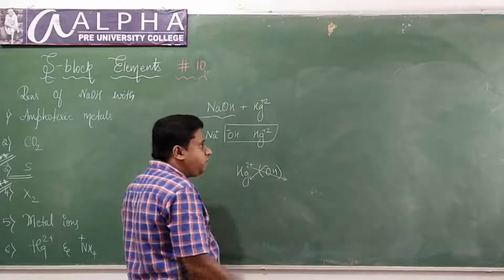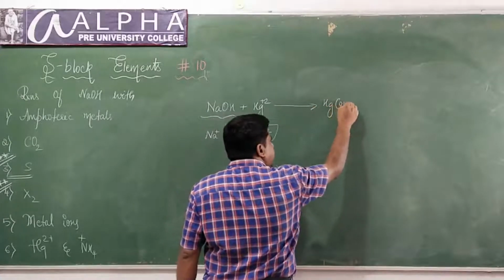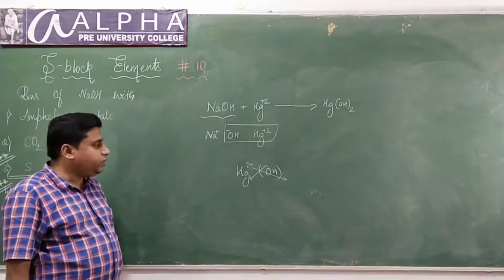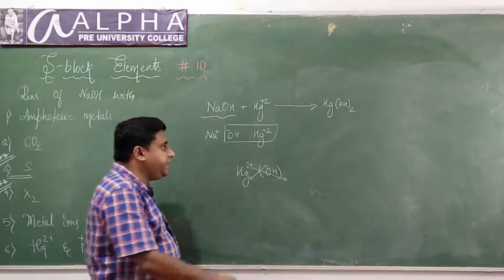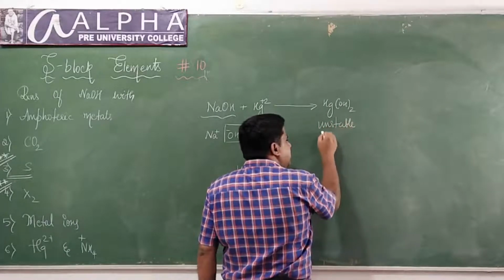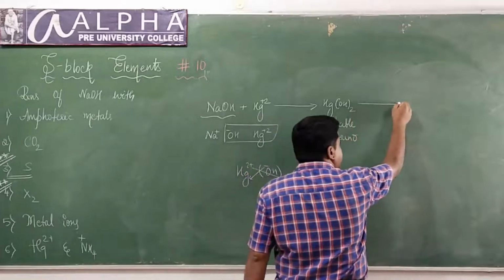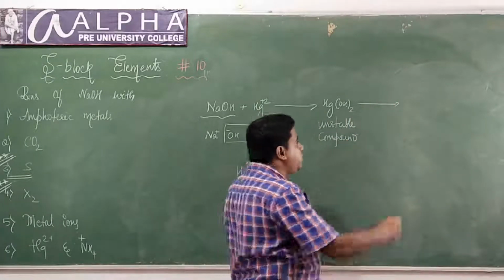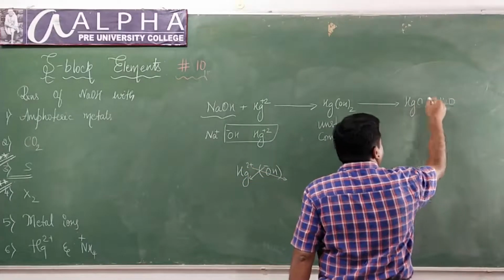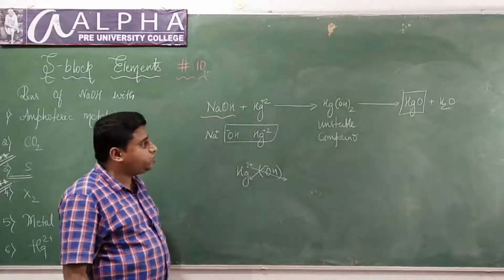So what is the product formed? The product is going to be Hg(OH)2, mercuric hydroxide, which is a highly unstable compound. Therefore this compound will break. It decomposes to form HgO plus H2O. That is, mercuric oxide is formed.